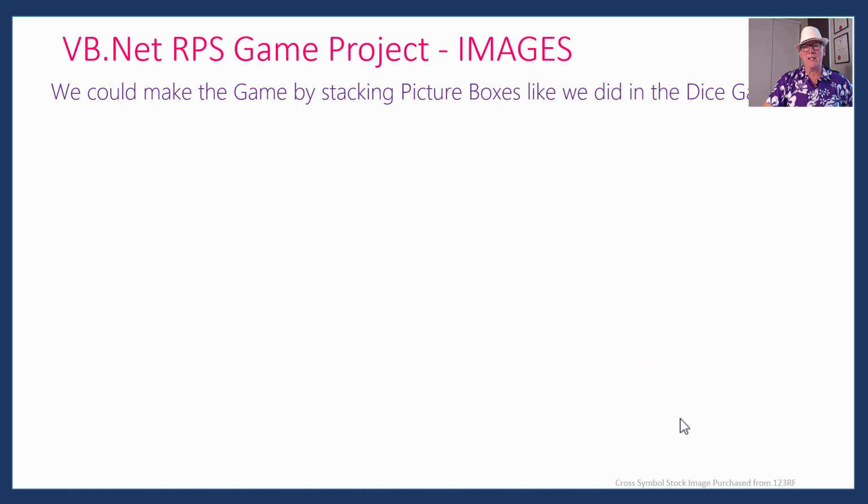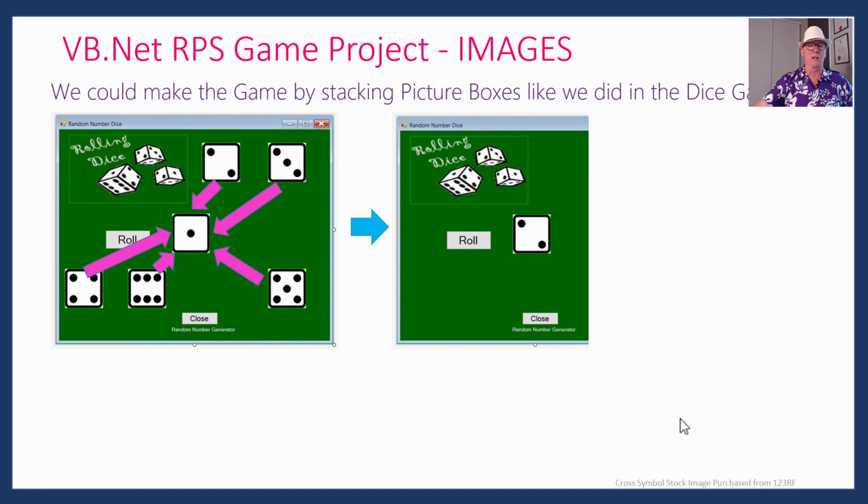Now, we could make the game by stacking the picture boxes like we did in the dice game. So you need to have done the rolling dice game. I don't know if we mentioned that one at the start. Yes, we did, for random numbers and for this stacking. So remember in that game, what we did was we had all the different dice numbers in different picture boxes, and then we just stacked them all on top of each other and made them all invisible, okay?